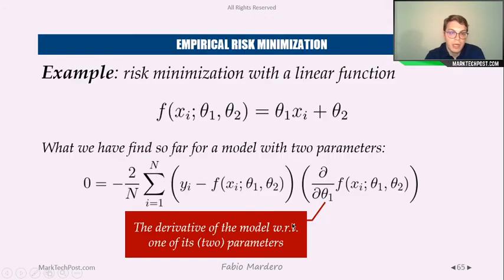So, looking back to the formulas, the risk minimization, let's compute the risk minimization with respect to a linear function, a linear regression model. Here, we described the machine learning model as θ1 times the feature plus θ2.